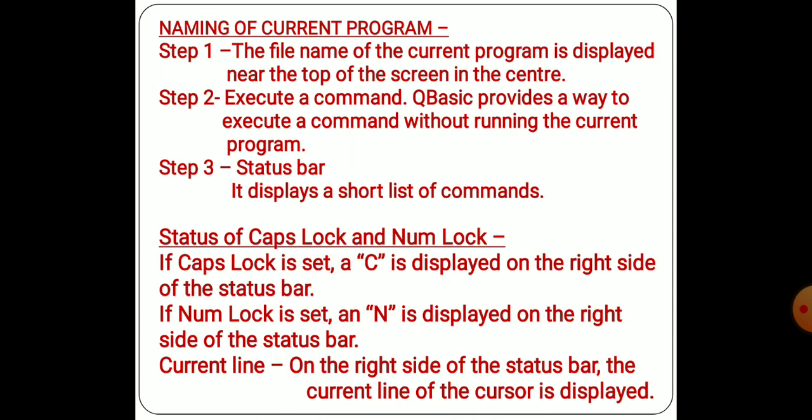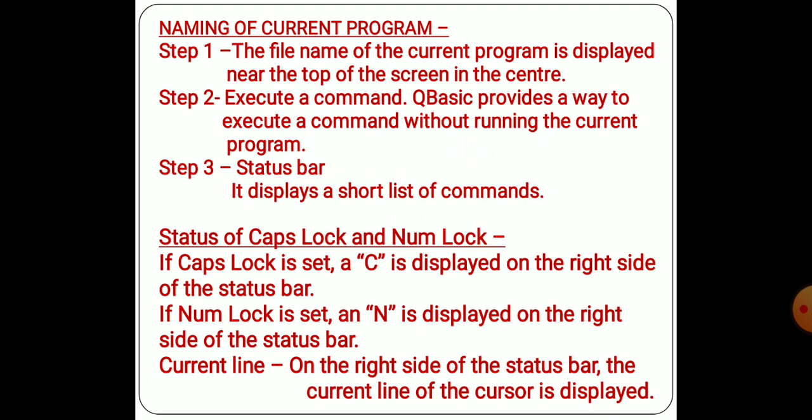Naming of current program. The file name of the current program is displayed near the top of the screen in the center. You can change the name by selecting Save As on the file menu. QBasic provides a way to execute a command without running the current program. To do so, select the bottom window and press Enter. The status bar is at the bottom of the screen. It displays a short list of commands. When you highlight an item on the menu, the status bar displays a short description of what the item does.